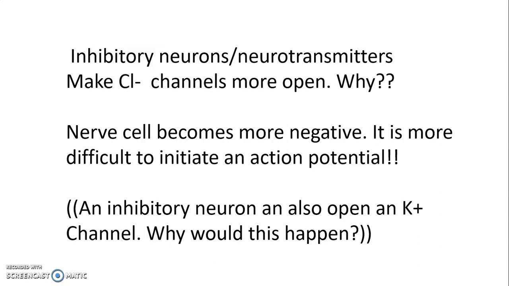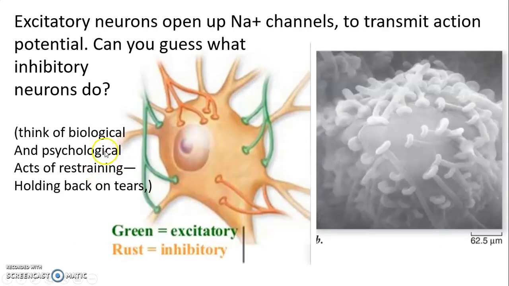Oh dear, I don't have it here. Oh, here it is. Sorry, it's on this very slide. Excitatory or stimulating neurons open up sodium channels. Because when you open a sodium channel, as we just saw in that diagram a moment ago, it transmits the action potential. It transmits the nerve impulse. Okay? So that makes sense.